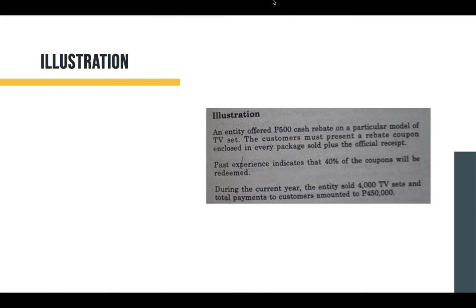So an illustration to explain better. An entity offered a 500 cash rebate on a particular model of TV set. The customer must present a rebate coupon enclosed in every package sold plus the official receipt. Past experience indicates that 40% of the coupons will be redeemed. So we have an estimation of 40%. During the current year, the entity sold 4,000 TV sets and total payments to customers amounted to 450,000.